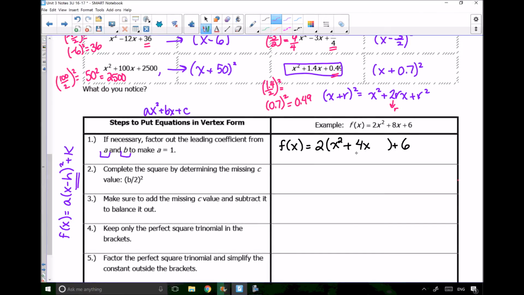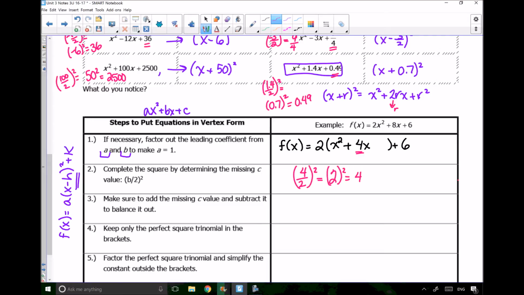I'm going to take the b value after I factored out the leading coefficient. So I'm going to use the 4 and not the 8 because I don't care about this 8 anymore. So I'm going to take 4, divide it by 2, and square it. So I end up getting 2 squared, which is 4. Now it's not always going to turn out to be this value here. It just happens to be this value in this example.